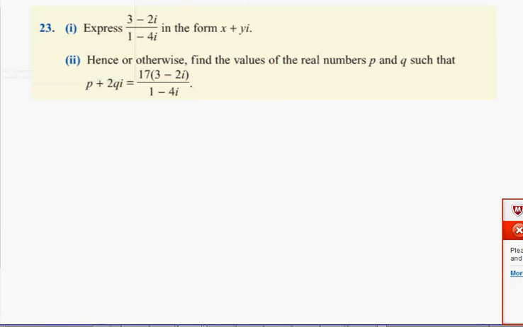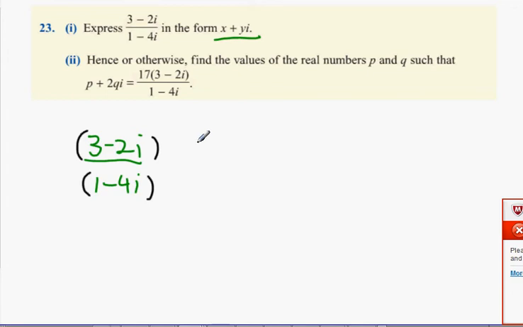Question 23: Express (3 minus 2i) over (1 minus 4i) in the form x plus yi. Now in a test, if you want to remember what you have to do, you have to get rid of the fraction, because this answer has no fraction underneath it. Sorry, I'm going to be more specific: it has no fraction that has an i on the bottom. So Connor, what do you do to get rid of the fraction?